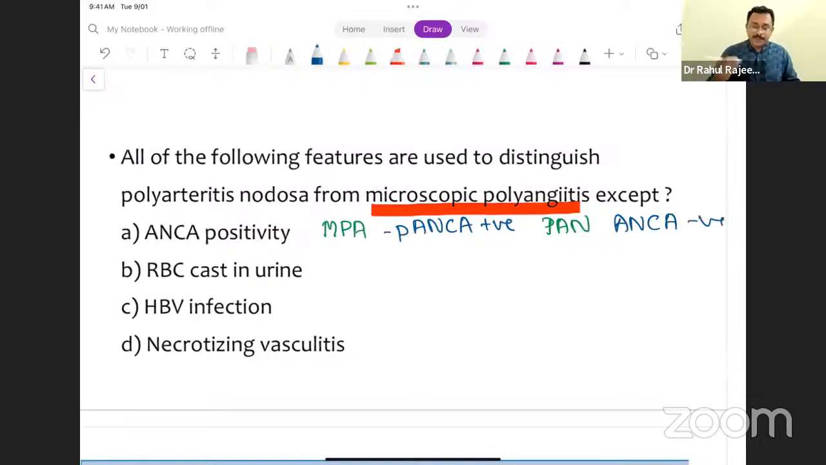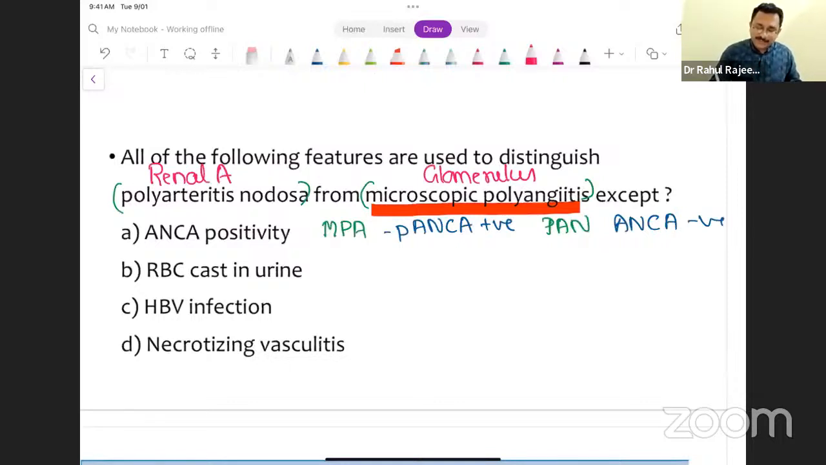PAN is ANCA negative. So is it useful? It is useful. RBC cast in the urine. Remember, microscopic polyangiitis is a small vessel vasculitis. Polyarteritis nodosa is a medium vessel vasculitis. So if you look at the renal vasculature affection, polyarteritis nodosa can involve the renal artery, whereas microscopic polyangiitis can involve the glomerulus because glomerulus is a small vessel. Okay, so there will not be glomerulonephritis in case of polyarteritis nodosa.